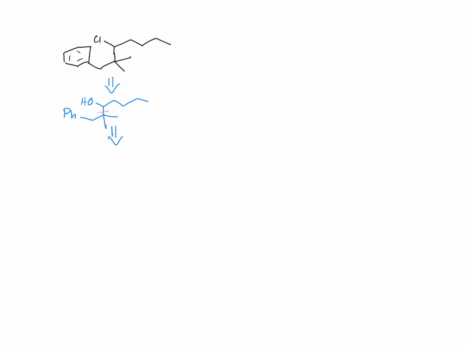And if that's a Grignard reaction, I would need this aldehyde. And I can make that aldehyde, of course, from the alcohol. And I would also need this Grignard reagent. I'm going to draw the phenyl ring here. And of course, my Grignard reagent can come from the bromide. And that bromide could come from an alcohol or an alkene.